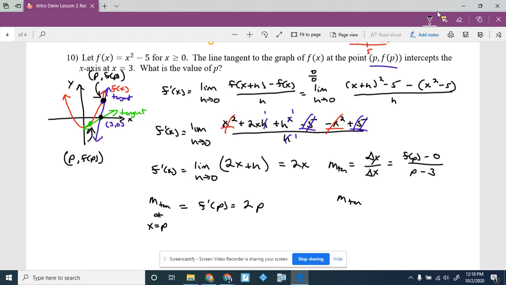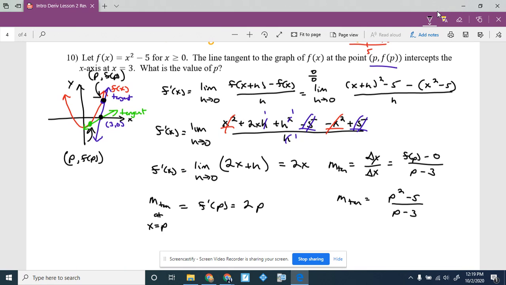Now, what's the deal with f of p? Well, f of p would be me putting p into here. It's just going to be p squared minus 5, minus 0, I don't need to write that, over p minus 3. So now we were able to represent the slope of this line in 2 different ways. One way, using the derivative, is 2p. The other way, using just the slope formula, because they happen to give us this other point, is this. So what do you think I can do with this? Hopefully you're saying, oh, set them equal.